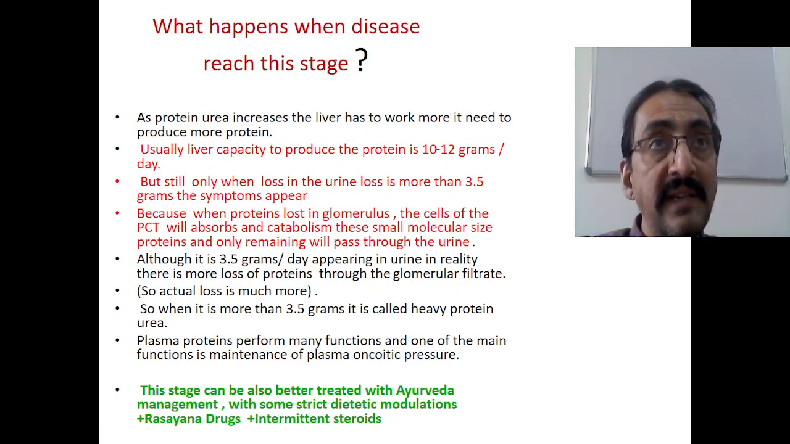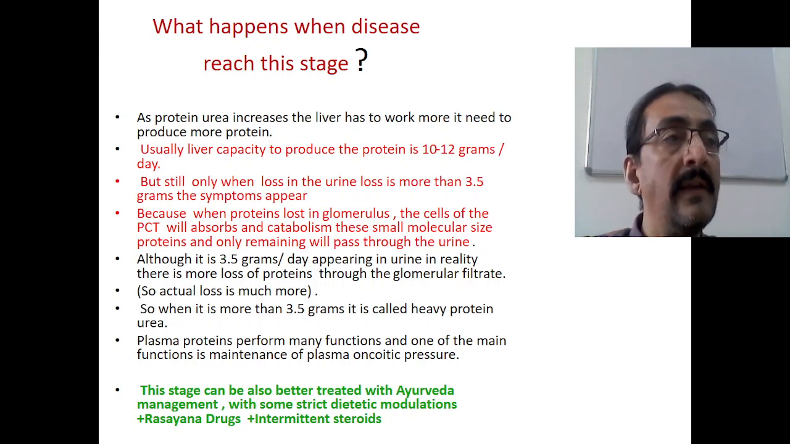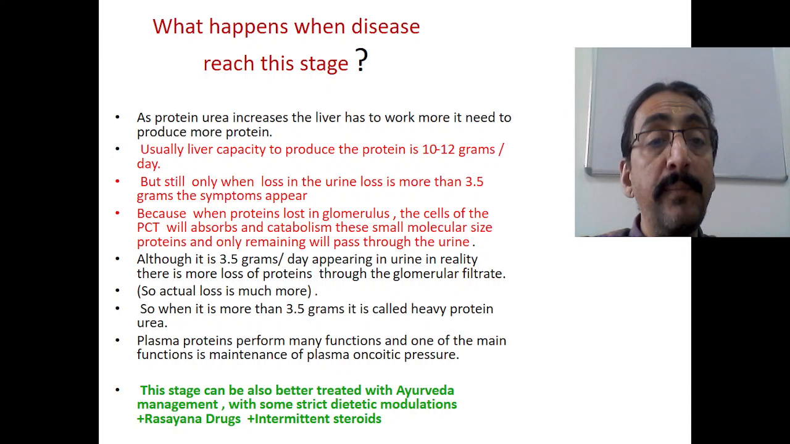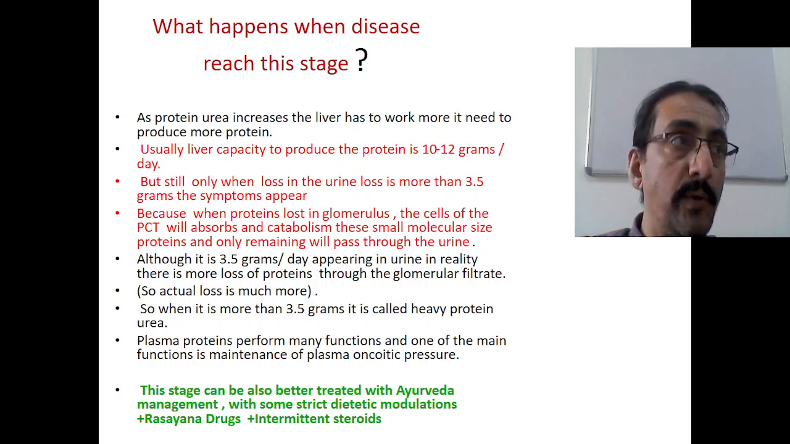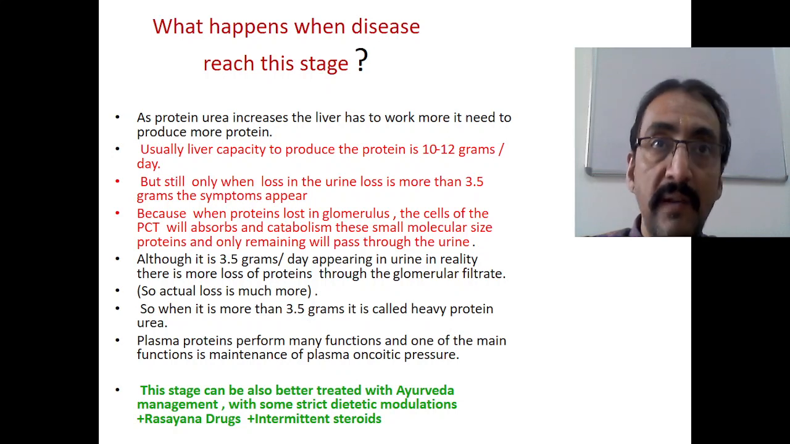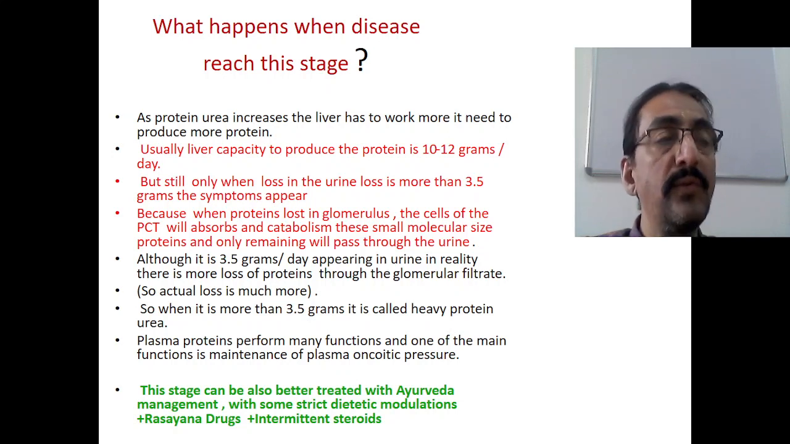So when the patient reaches this third stage, what exactly happens and what are the clinical symptoms arising? As proteinuria increases, the liver has to work more and produce more and more protein, because the protein produced by the liver, like albumin and globulin, is being lost through the urine. Now the liver has to find some alternative method to correct the protein balance.